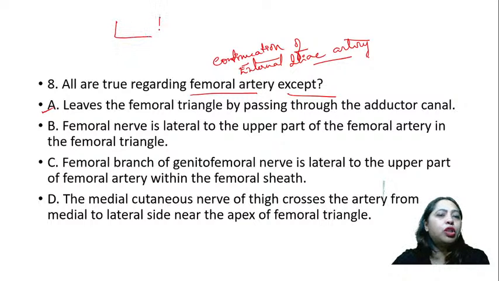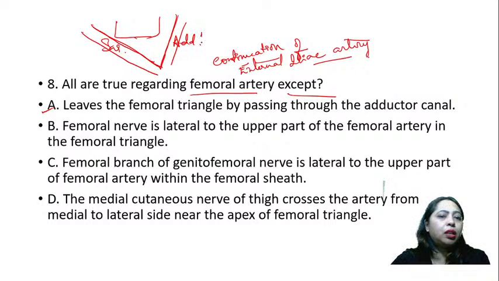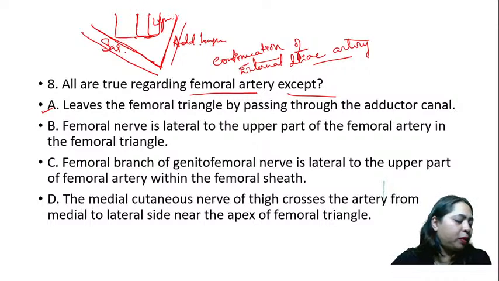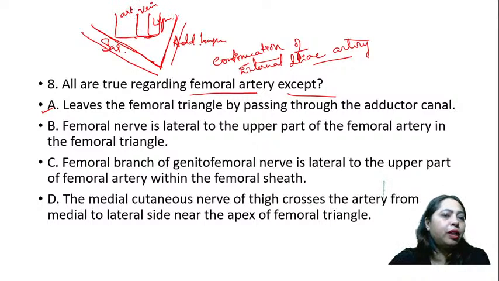What are the contents of the femoral sheath? If this is the sartorius, and this is the adductor, this is the medial border. So the medial most is what? The medial most one is lymphatics. Then in the middle compartment, what do we have? We have the vein, then we have the artery. The nerve is the lateral most, outside.